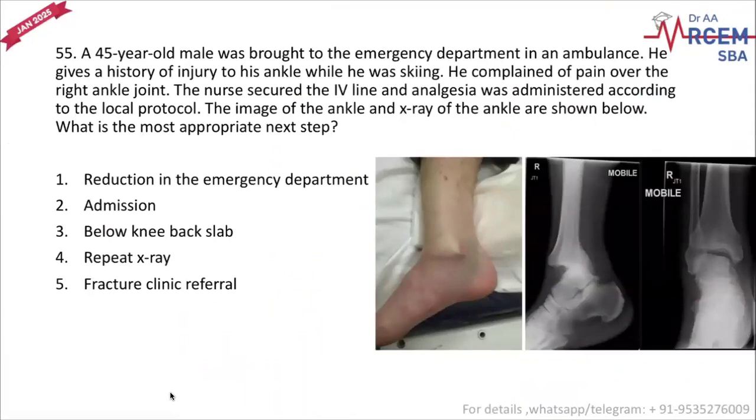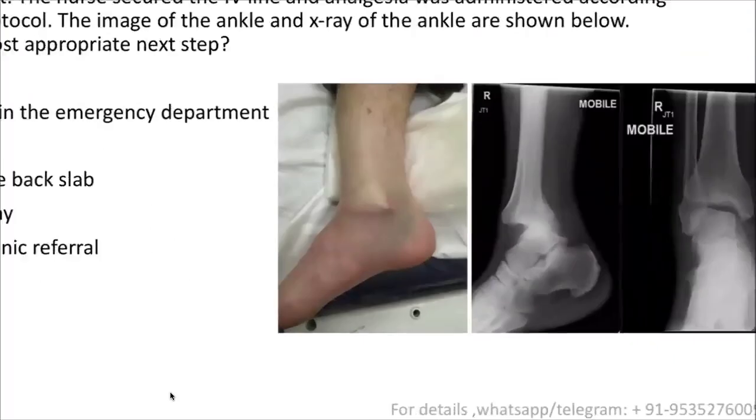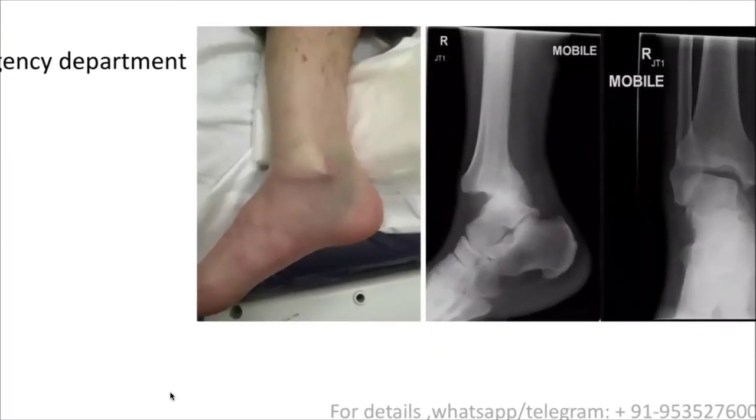The image of the ankle and the X-ray of the ankle is shown below. What is the most appropriate next step? X-ray, they have already got it done. Most probably, they can get it done at a faster pace. That's why they got it done here. This itself is suggestive of an ankle dislocation because gross deformity is seen at the ankle joint.